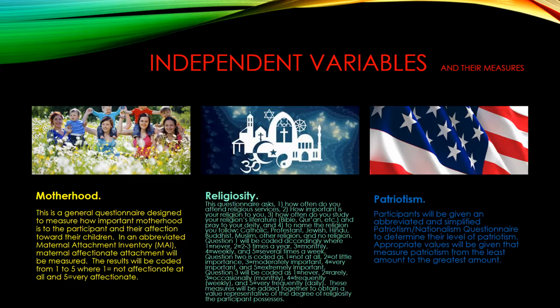It then asks the participant to name the religion they follow, with choices being Catholic, Protestant, Jewish, Hindu, Buddhist, Muslim, other religion, and no religion. Results will be coded and added together for a value to represent the degree of religiosity the participant has. The third variable is patriotism and is measured by a simplified patriotism nationalism questionnaire. Values will be given to indicate the participant's degree of patriotism.